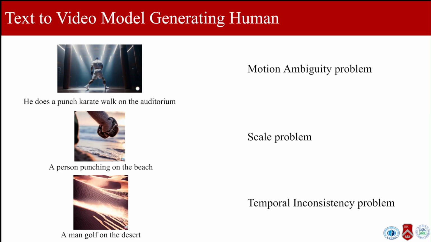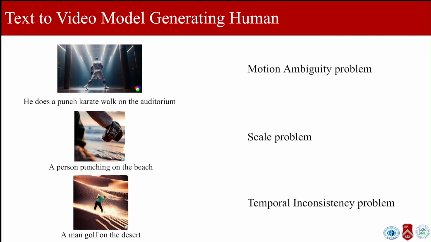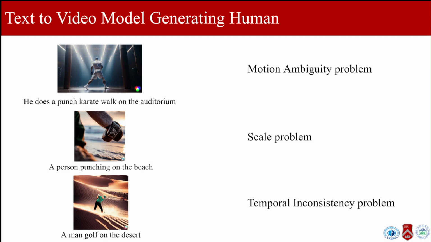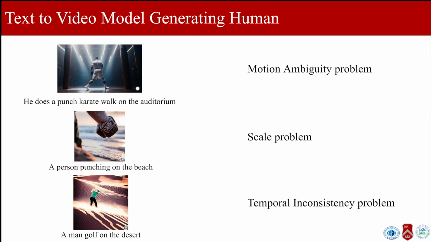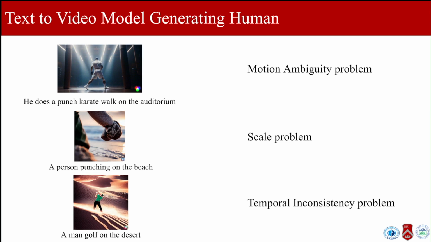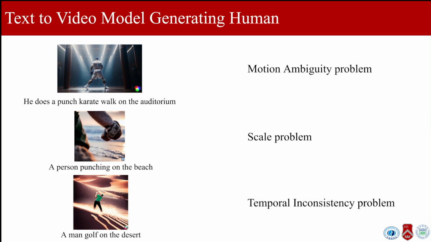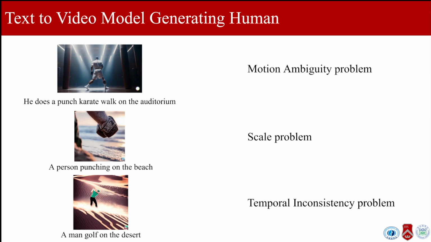Second, there is a problem with the inability to control the extent of the camera's zoom on the subject. For instance, when inputting the prompt, "a person punching on the beach", an excessively zoomed image of a person was created to the point where it was not recognizable as a person.